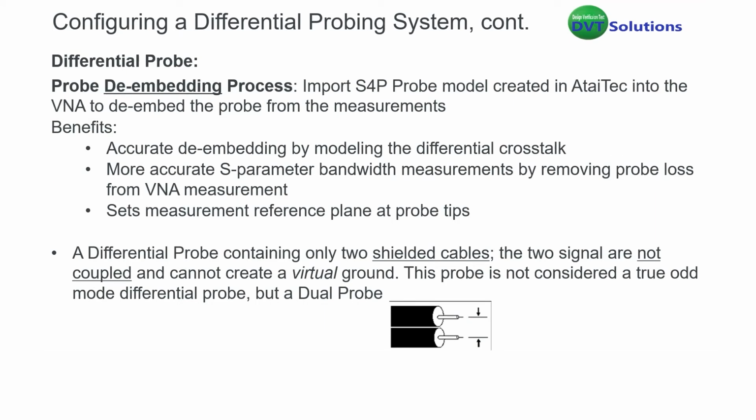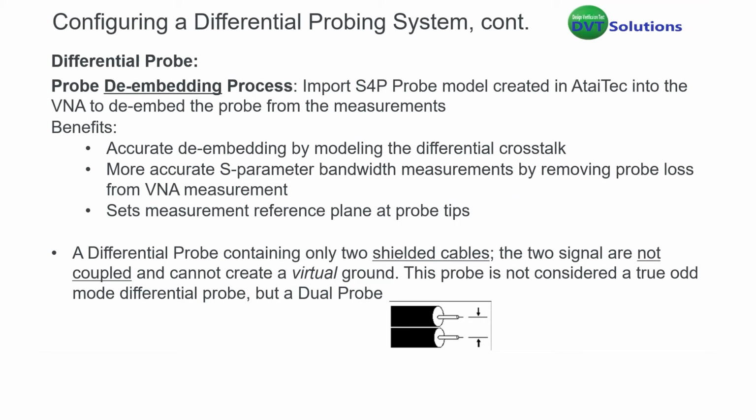What we do to create the model itself of the AtaiTec software pretty much needs 3 different measurements: an open, a short, and one that's a measurement we call a probe in situ. It's a probe, differential probing a differential line that connects to a connector. And these 3 waveforms, or S parameters, are imported into AtaiTec to create the S4P model.